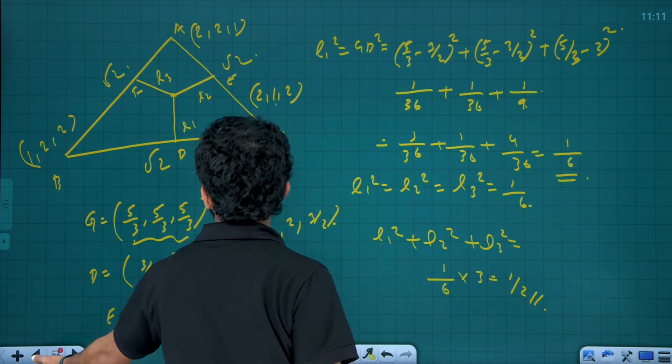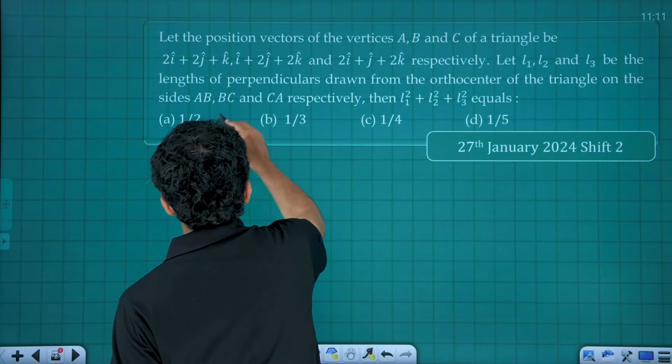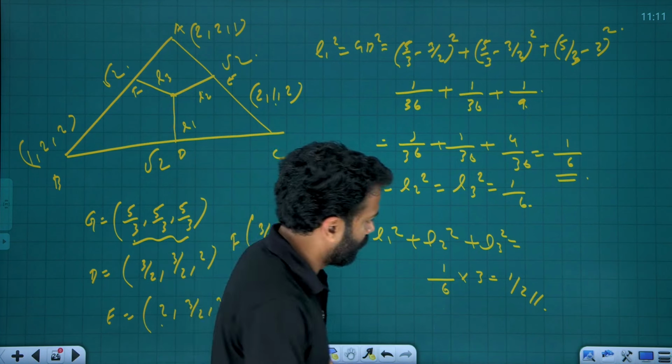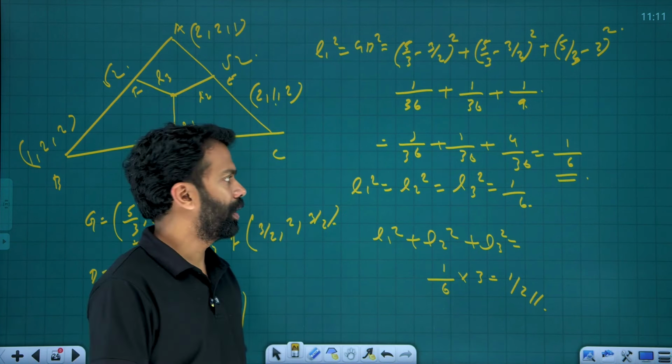The first option is the correct one. 1 by 2 is the correct answer. It was an easy and doable question.